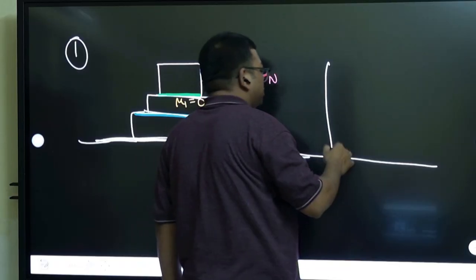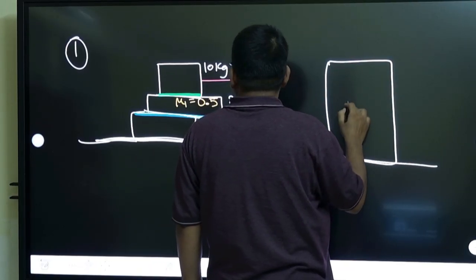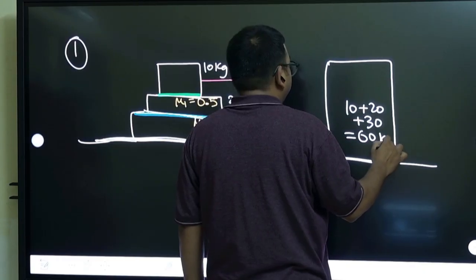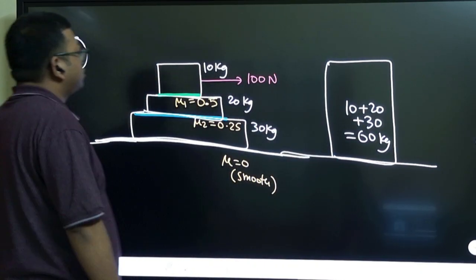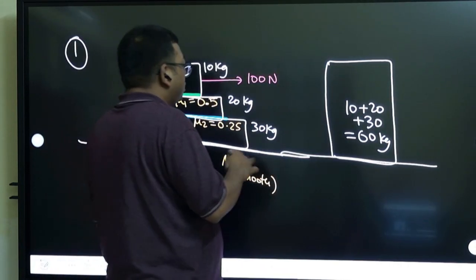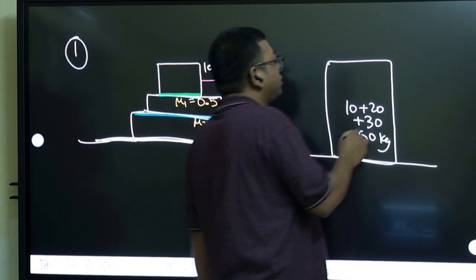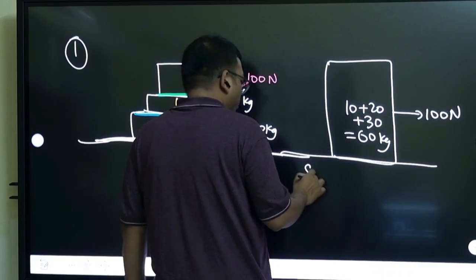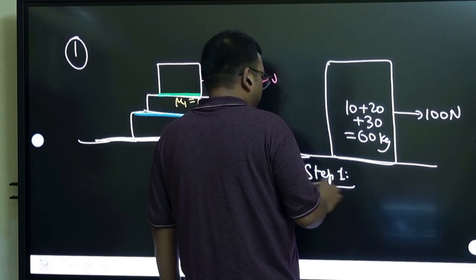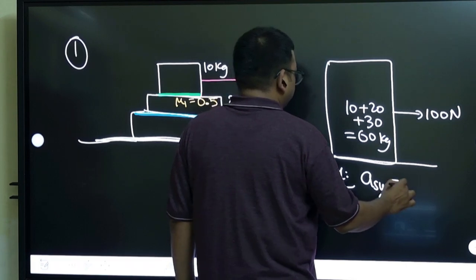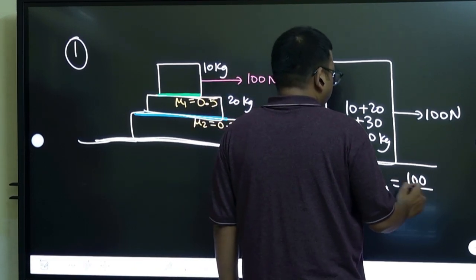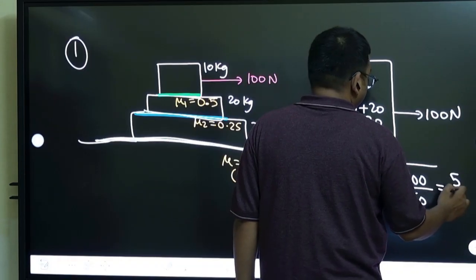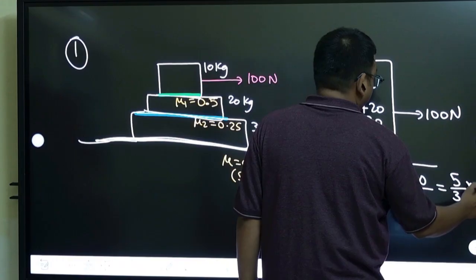So total mass of this system will be how much? 10 plus 20 plus 30, 60 kg, right? 60 kg total. And total force acting on this system is only 100 Newton. 100 Newton is the external force on the system. So we will calculate step 1. What is step 1? Calculate system acceleration. System acceleration is net force, which is 100 divided by 60. That means 10 by 6 or 5 by 3 meter per second square.